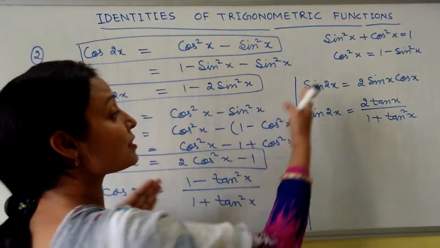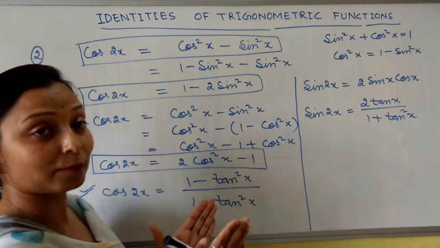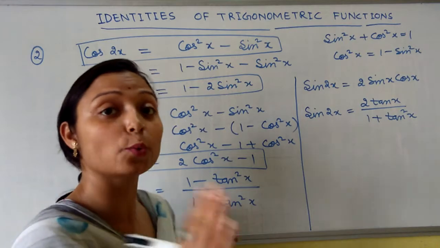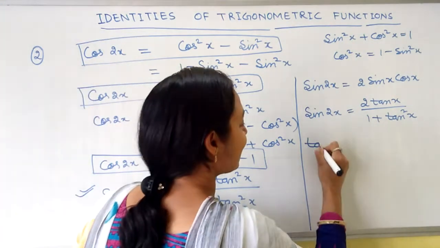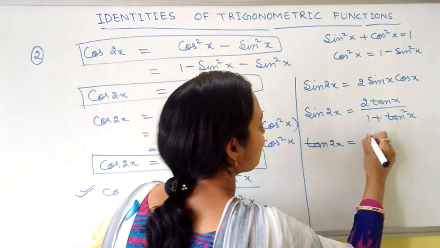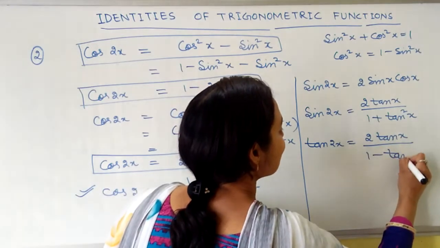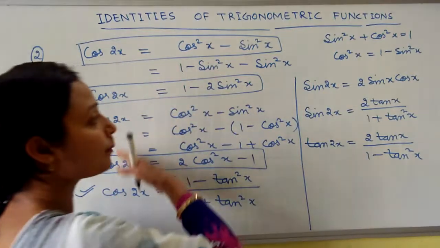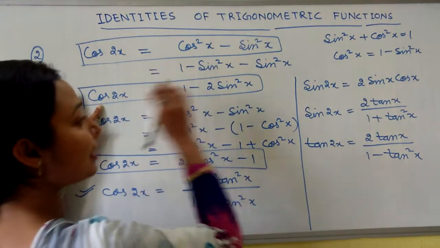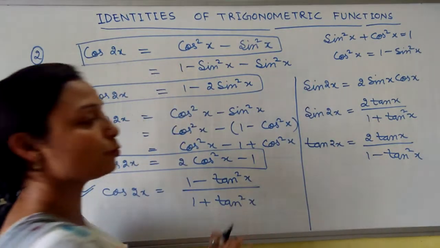Now, if sine 2x and cos 2x have a formula, then definitely we have the tan 2x formula. What is that formula? Tan 2x equals 2 tan x upon 1 minus tan square x. So this is the second type of formula, that is cos 2x, sine 2x and tan 2x.